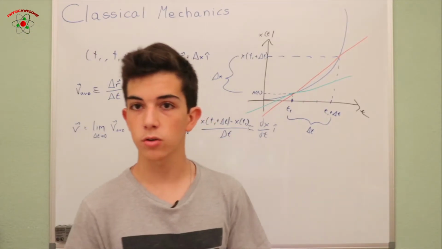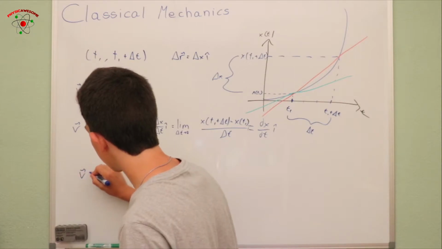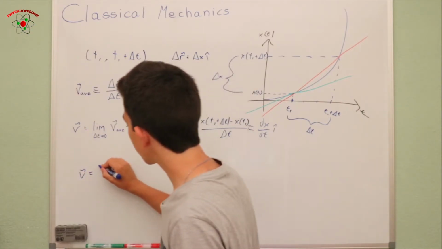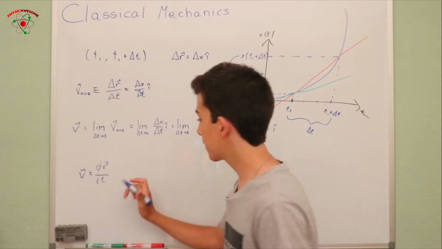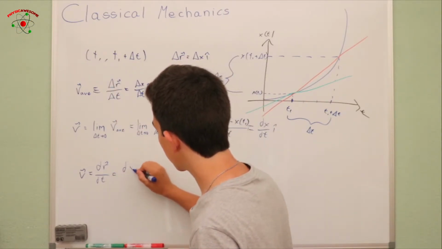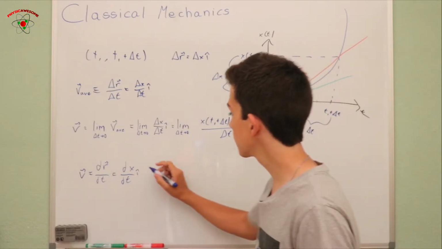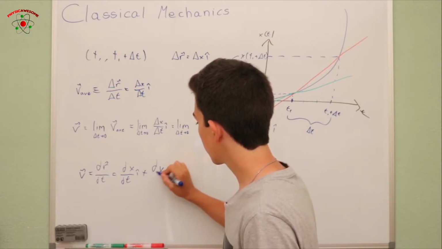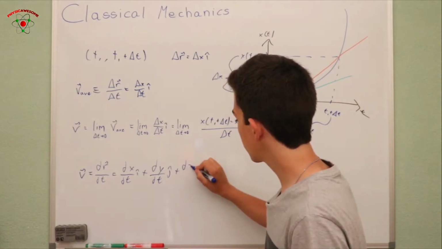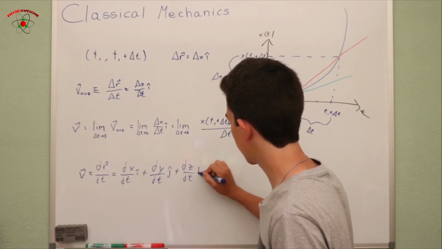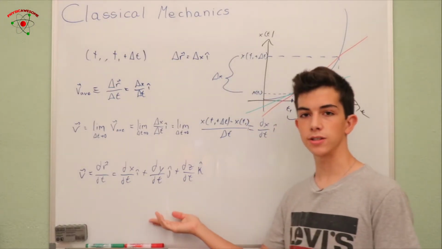I'm just going to write the solution. We will get that velocity is the derivative of displacement, and expanding this would be the derivative of each of the components: dx over dt in the x direction, dy over dt in the y direction, and dz over dt in the z direction too. And this would be our definition of velocity.